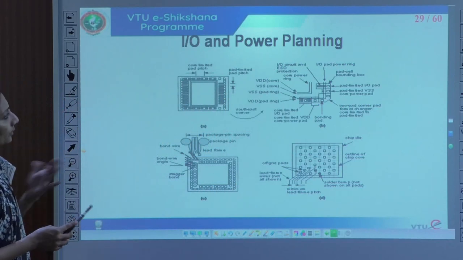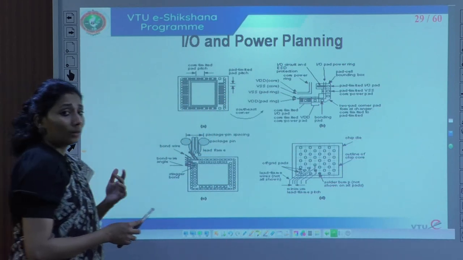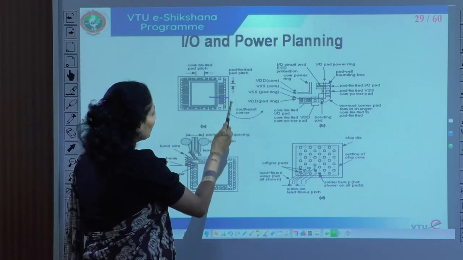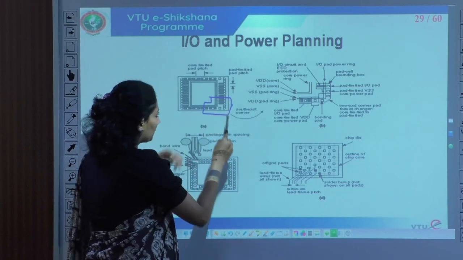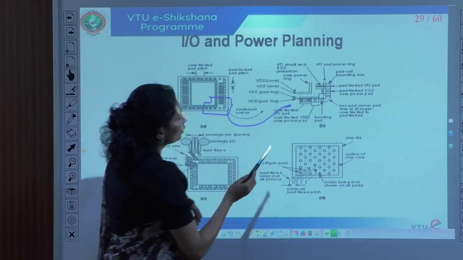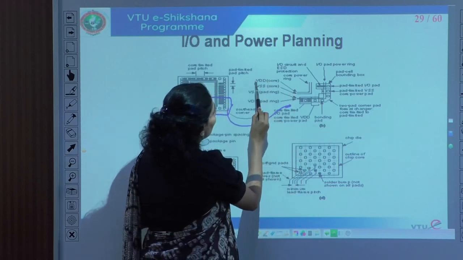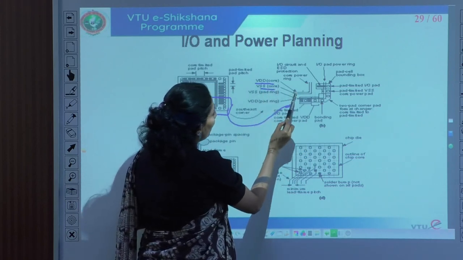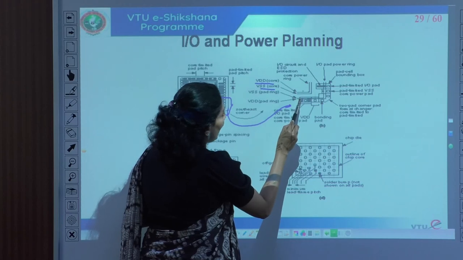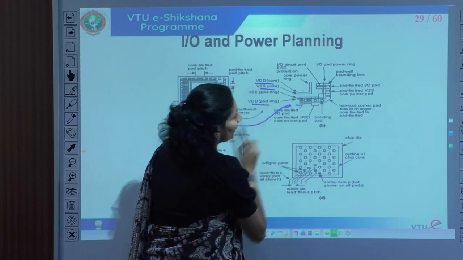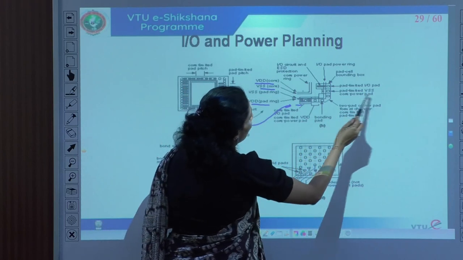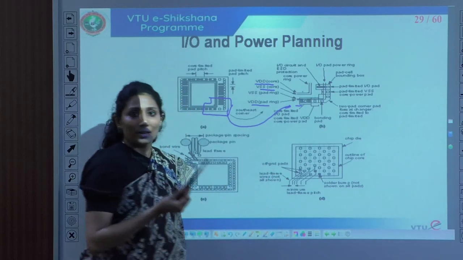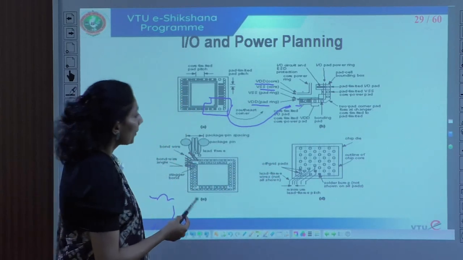Then you can even concentrate on the power planning as well with respect to I/O planning. So if you zoom in on only one part of it, let me take only this part, it appears to be VDD for core, because it's inside, right? This is VDD for core, VSS for the core, VSS for the pad ring, VDD for the pad ring. Then what it has got, pad limited I/O pad, so this is the pad limited I/O pad. I have already explained what is pad limited I/O pad.